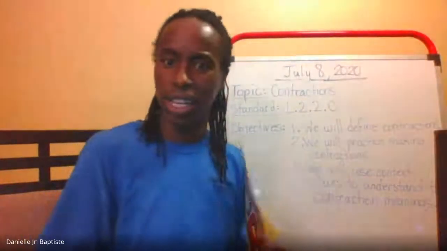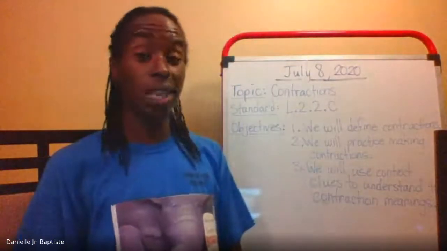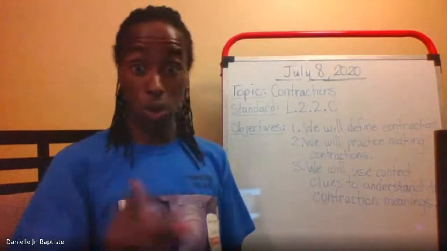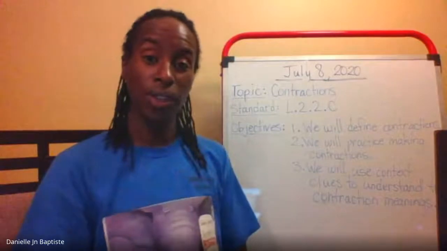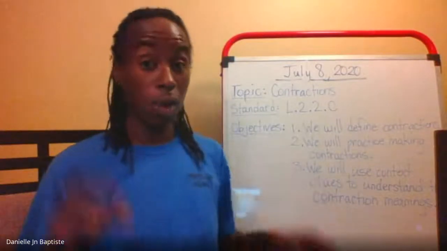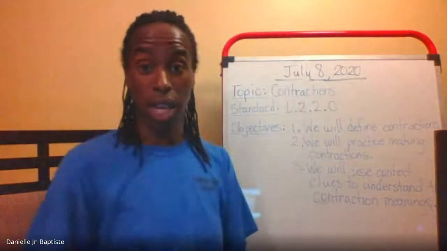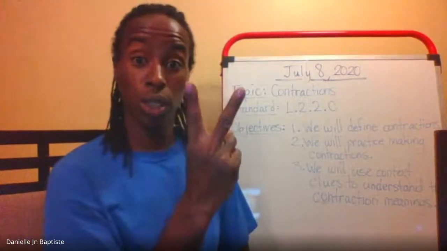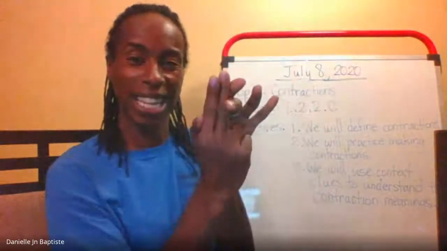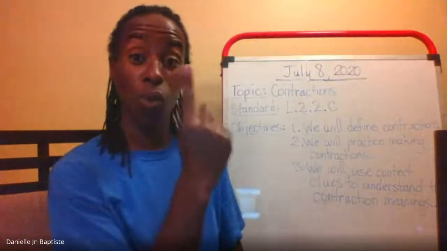Well, thank you, boys and girls, my summer school superstars, for sticking with me during this. We read quite a few sentences. We made quite a few contractions, and I'm proud of you. Just remember, and I want you to do the hand signal with me. A contraction is 2 words put together to make 1 word.